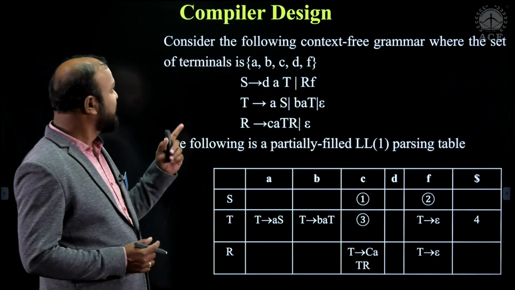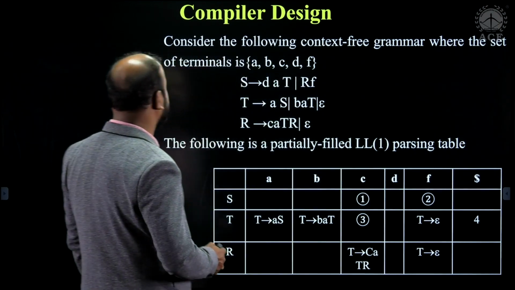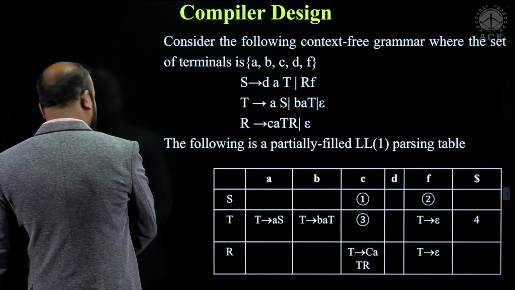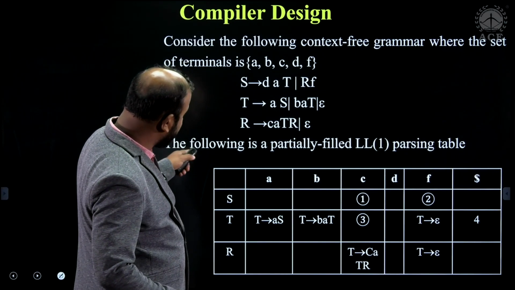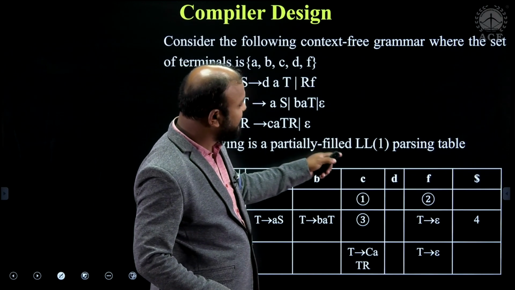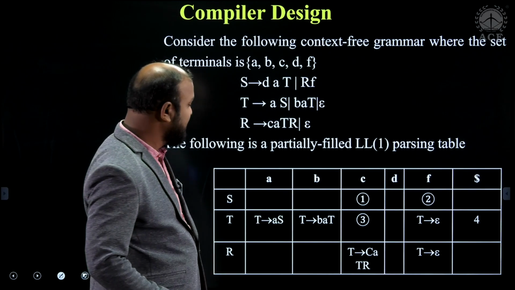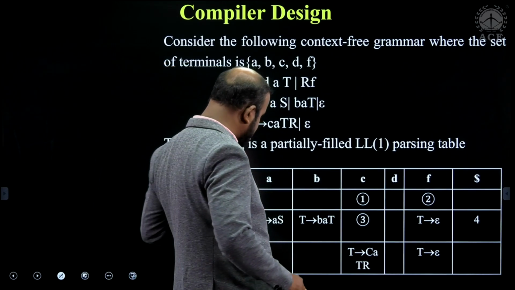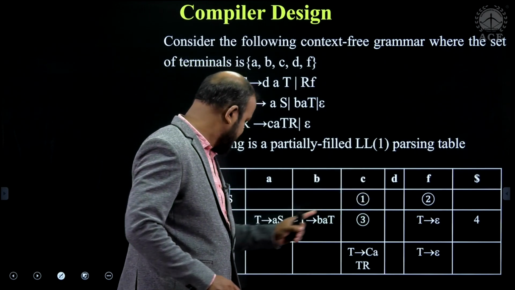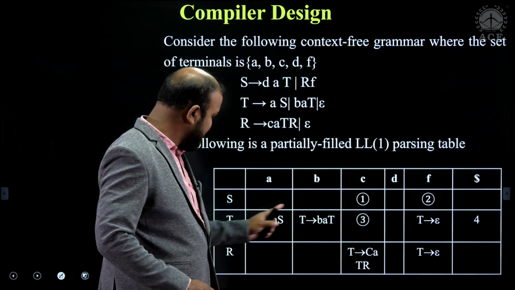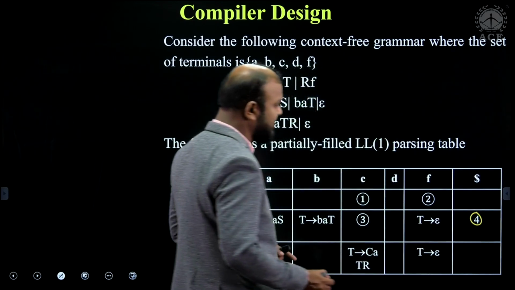Here coming to the second question. Consider the following context-free grammar where the set of terminals and the production rules are given. Here the question is, the following is a partially filled LL(1) parsing table. It is not filled completely. Here S row C column is 1, S row F column is 2, T row C column is 3 and T row dollar column is 4. These are not filled.